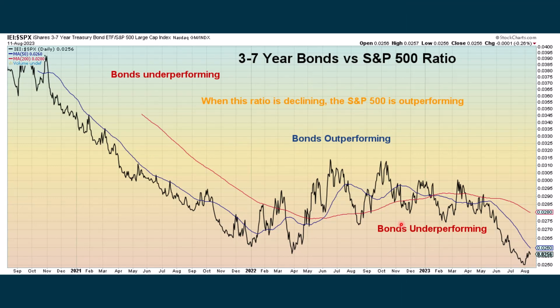We also compare 3 to 7 year bonds based on price with the S&P 500, and then we take a ratio of that. As this has been going down, that means that stocks are outperforming bonds. But lately, this has been bouncing back up, showing in the very short term that bonds are outperforming stocks. However, we're still in a downtrend with this ratio.